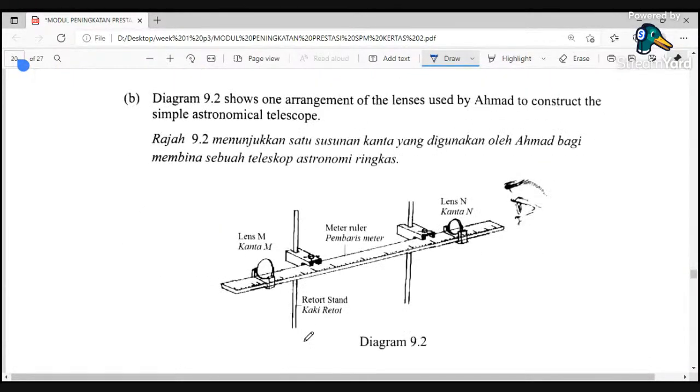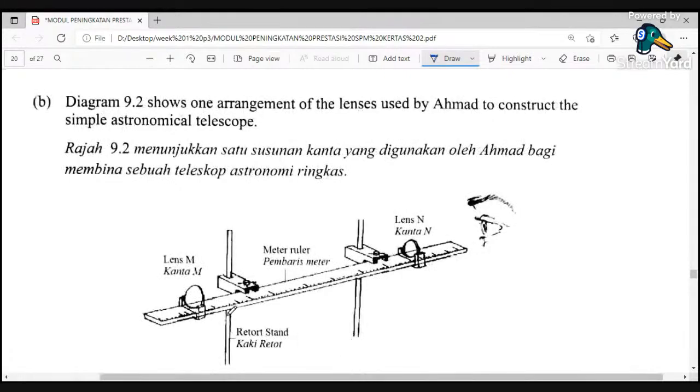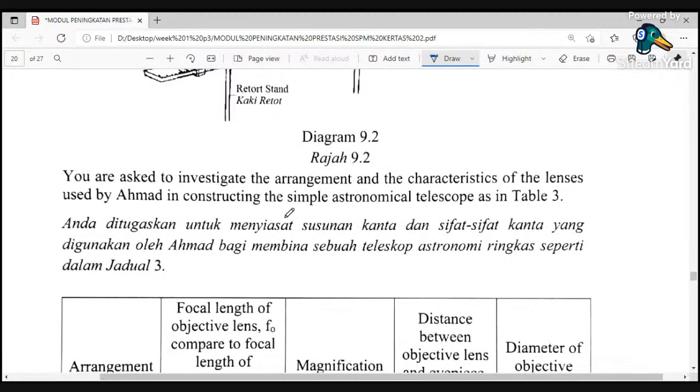Okay, B. Diagram 9.2 shows one arrangement of lenses used by Ahmad to construct simple astronomical telescope. You can see we have lens M and lens N. You are asked to investigate the arrangement and characteristic of lenses used by Ahmad in constructing the simple astronomical telescope. So in order to answer this question, you must know the properties of lenses for telescope.